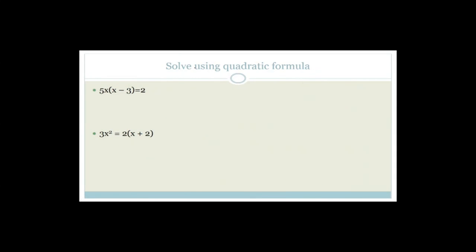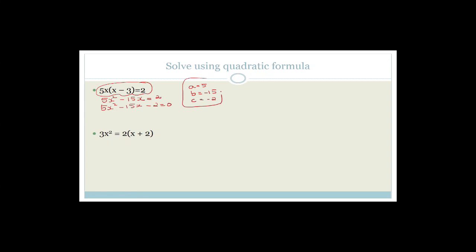Okay, not too bad. Let's try a little bit more difficult questions. They want us to solve this using the quadratic formula. So obviously we need to get this into the quadratic equation state first. So what are we going to do? We need to multiply this out. So we go 5x times x is 5x squared. 5x times minus 3 is minus 15x. Is equal to 2. So it becomes 5x squared minus 15x minus 2 equals 0. So if we have to list this, a is equal to 5, b is equal to minus 15, and c is equal to minus 2.